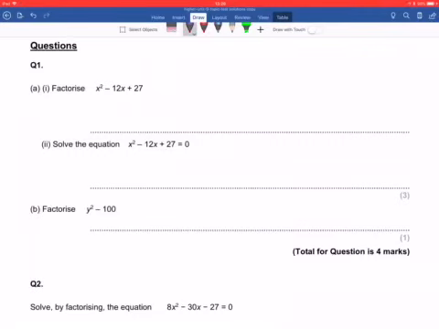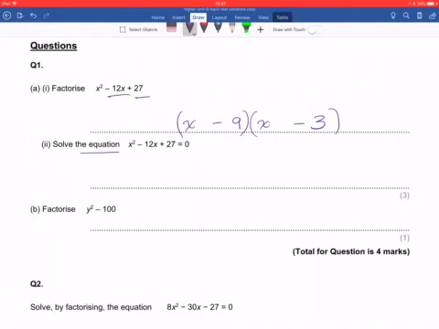Right, okay, so first question. It's an x squared, so I know it's going to be an x in both of them. Two numbers that multiply to give me 27 and add to give me minus 12. They must both be negative, sorry, because it's going to be a positive. Are we happy with that?